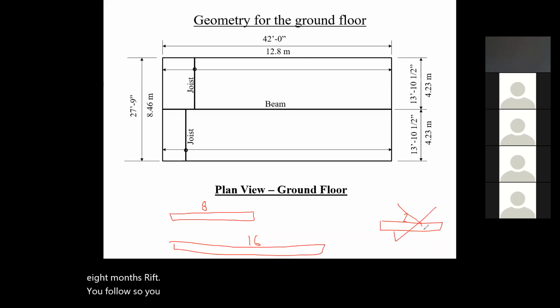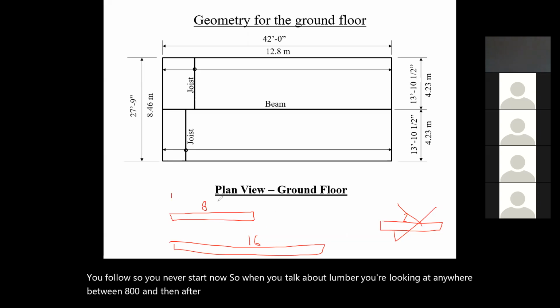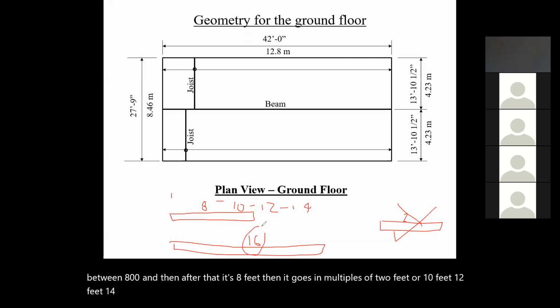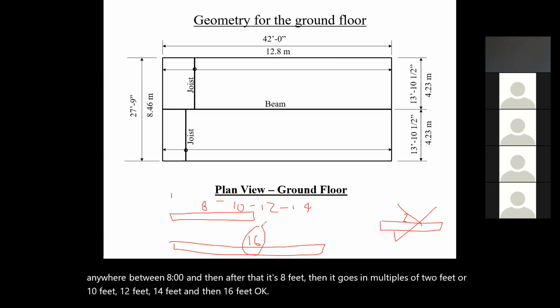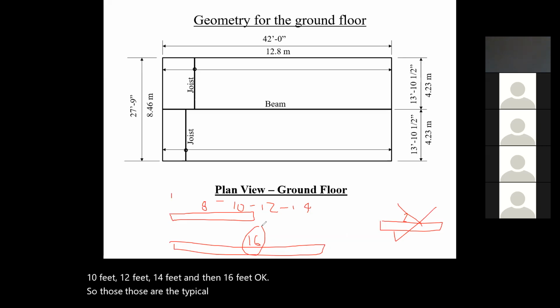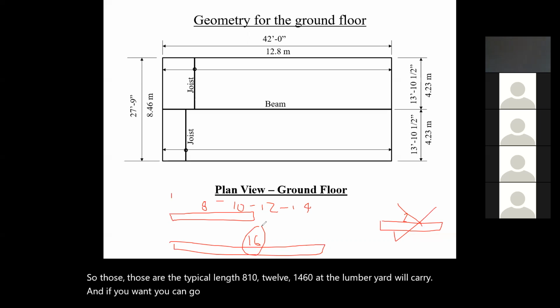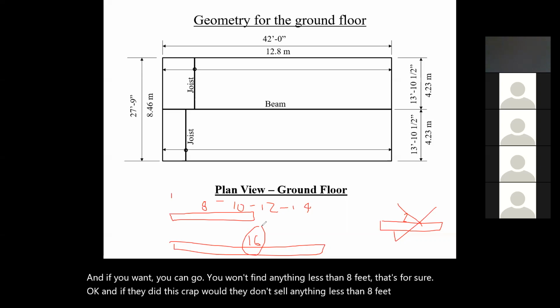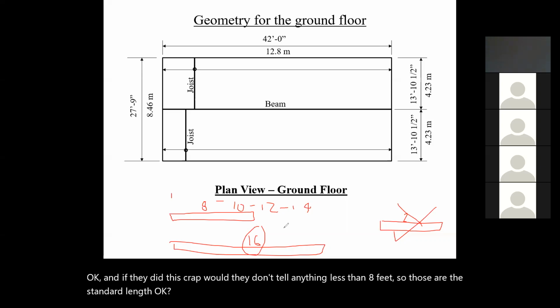Now, when you talk about lumber, you're looking at anywhere starting at 8 feet. Then it goes in multiples of 2 feet: 10 feet, 12 feet, 14 feet, and then 16 feet. So those are the typical lengths, 8, 10, 12, 14, 16, that the lumberyard will carry. You won't find anything less than 8 feet, that's for sure. And if it is, it's scrap wood. They don't sell anything less than 8 feet. So those are the standard lengths. Is that clear, Rena?